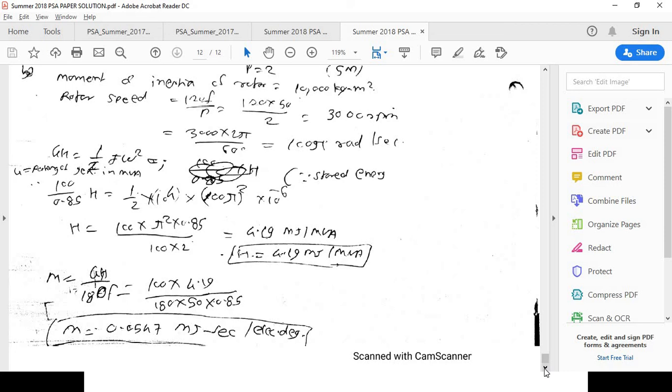Thus, we have discussed a few numericals and how to solve them, and what the method is to solve the numericals which were asked in the summer 2018 and summer 2017 exams. For the university exam, you have to practice more and more numericals. You can solve numericals from Electrical Power System by J.B. Gupta, or Power System Analysis by Nagrath Kothari. Thank you.